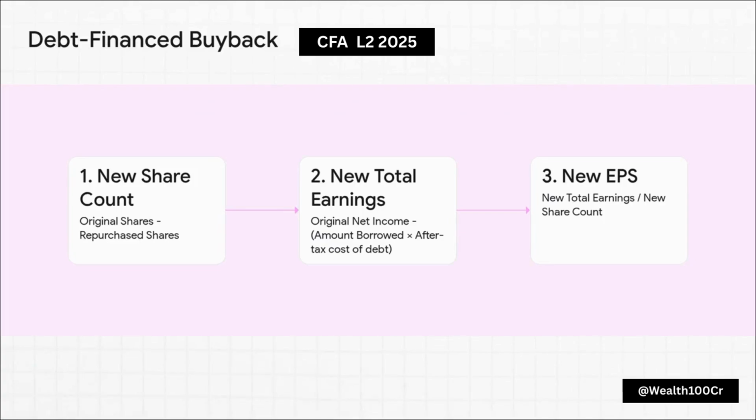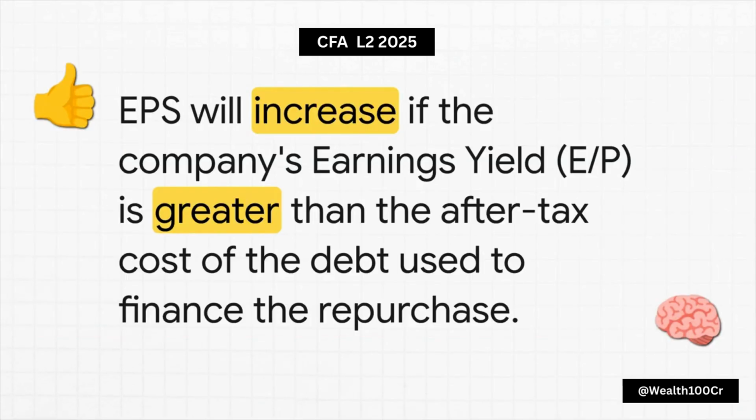Okay, calculating the EPS impact of a share repurchase is a classic exam question, especially when it's funded by debt, because you have these two things fighting against each other. A lower share count, that wants to boost EPS. But the new interest expense, that wants to reduce net income, which lowers EPS. So, here are the 3 steps you follow to figure out the net effect. But you know what? There's a shortcut here, a key exam rule.